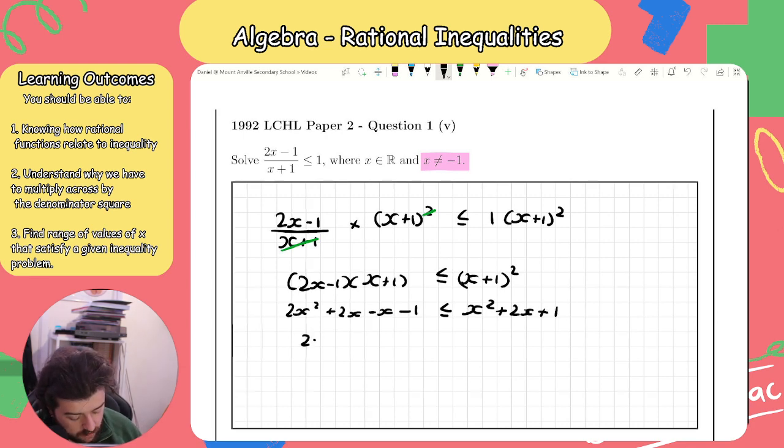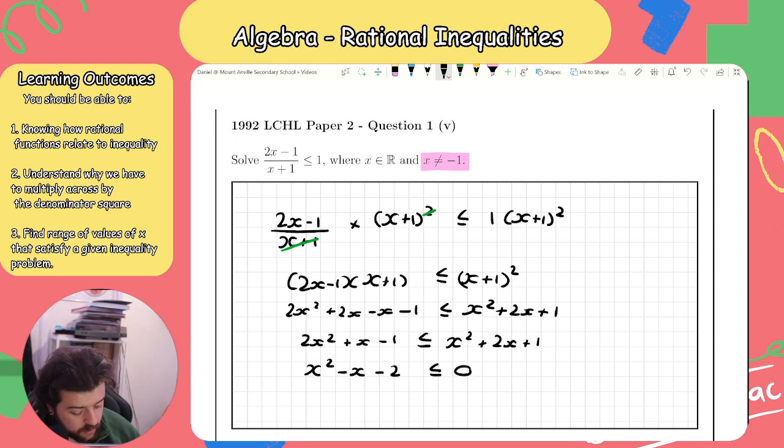So I have 2x squared plus x minus 1 is less than or equal to x squared plus 2x plus 1. Bring everything over to one side. So I'm going to bring it all over to the left now. So 2x squared minus x squared is x squared. x minus 2x is going to be minus x. Minus 1 minus 1 is minus 2, is less than or equal to 0. So less than or equal to 0.